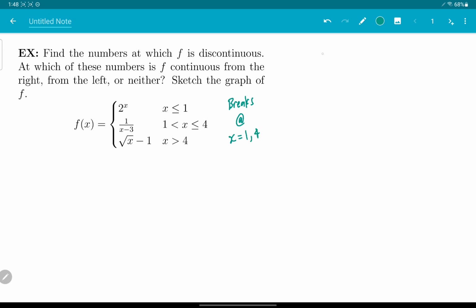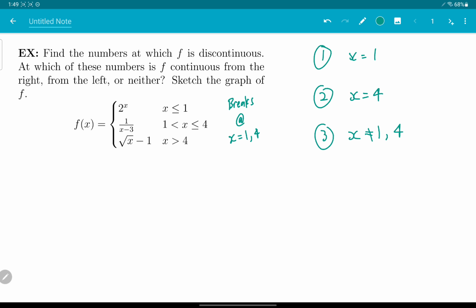1 and 4. So the first thing I'll do is look at x equals 1. Then I'll look at x equals 4, see what's happening there. And thirdly, I will look at the spaces in between 1 and 4, or less than 1 or bigger than 4. So x not equal to 1 or 4. And then finally, I'll do a sketch.